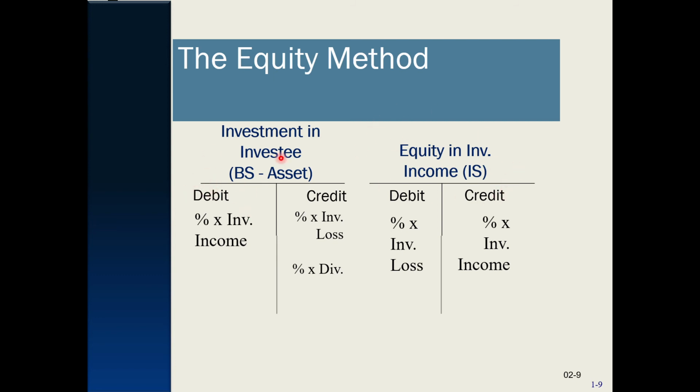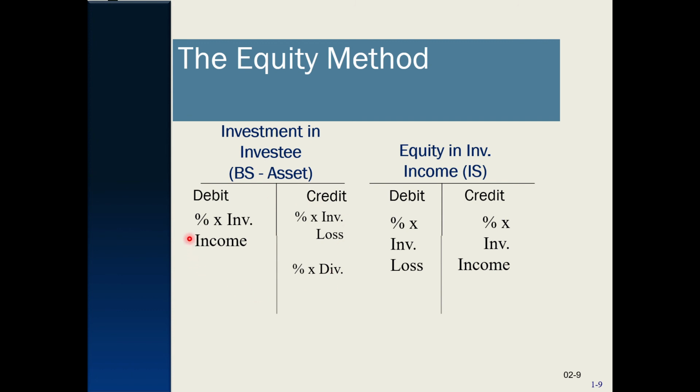Looking at our asset, if we recall, debits will increase the asset and credits will decrease it, and therefore our share of the investee income will increase this account. Our share of the investee loss, maybe they didn't have net income but they had a net loss, will decrease this account. And our share of the dividends will decrease this account. The purchase price, of course, the amount that we pay to obtain this investment, will also increase this account. I omitted it from this T account, but it would be included here as well.